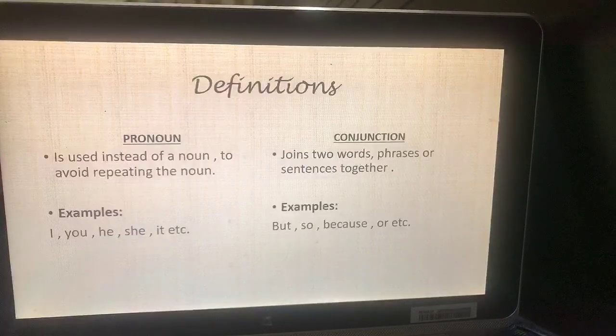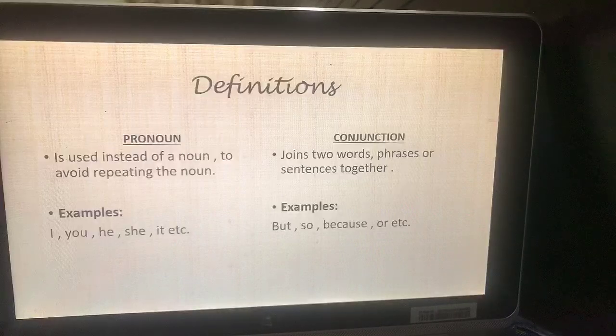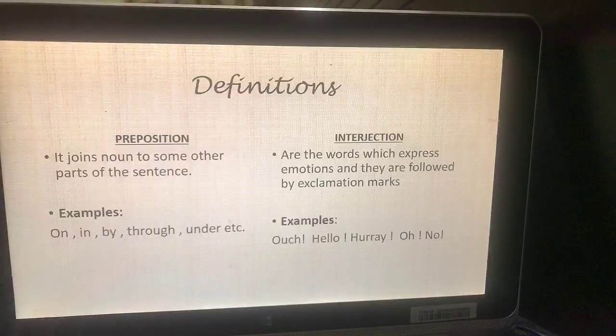Then pronoun. A pronoun is used instead of a noun to avoid repeating the noun. For example, I, you, he, she, it, etc. Then conjunction. It's my favorite. Well, it joins two words, phrases or sentences together. For example, but, so, because, or you can make a long list of it. Then comes preposition. Well, it joins a noun to some other parts of the sentence. For example, on, in, by, through, under, and the list goes on.